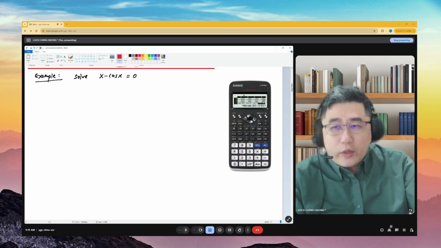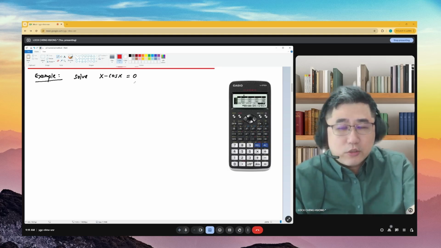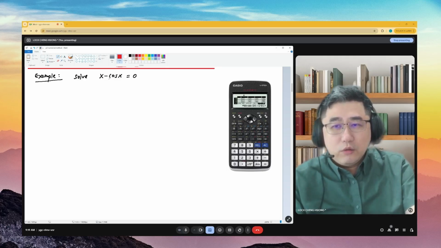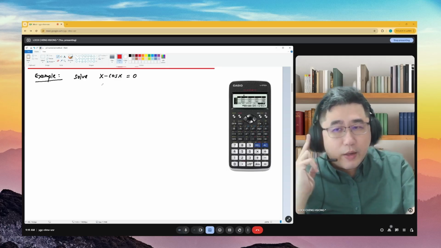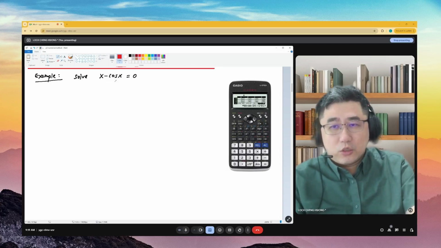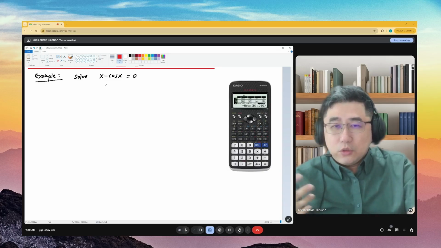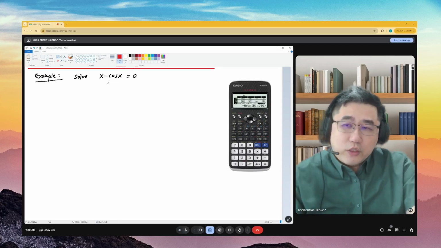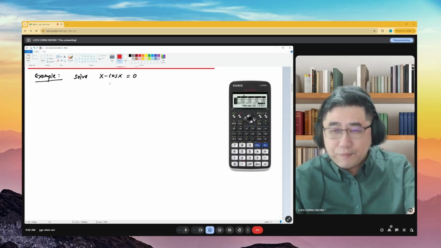Now let us look at an example. I would like to solve x minus cos x equals 0. First of all, when we look at this x minus cos x equals 0, maybe we were asking, can we actually use algebra to solve it? We can't, because cos x you cannot write in any algebraic form. So we have no idea how to solve it by using algebra.